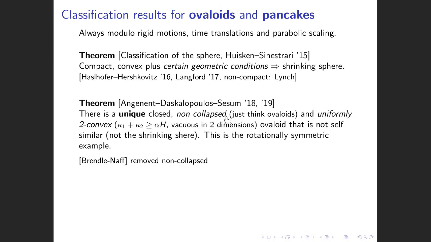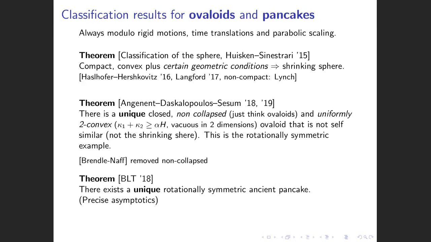Noncollapsed, you should think of an ancient oval, just think of something that sweeps out the whole space. Uniformly 2-convex is this condition here, that the sum of the two smallest principal curvatures has to be bigger than a positive constant times the mean curvature. And this is vacuous in 2 dimensions. Okay. And recently, Brendle and Naff have removed this noncollapsedness by just saying an ancient oval. So, and this was what was expected, that ancient ovals are always noncollapsed.